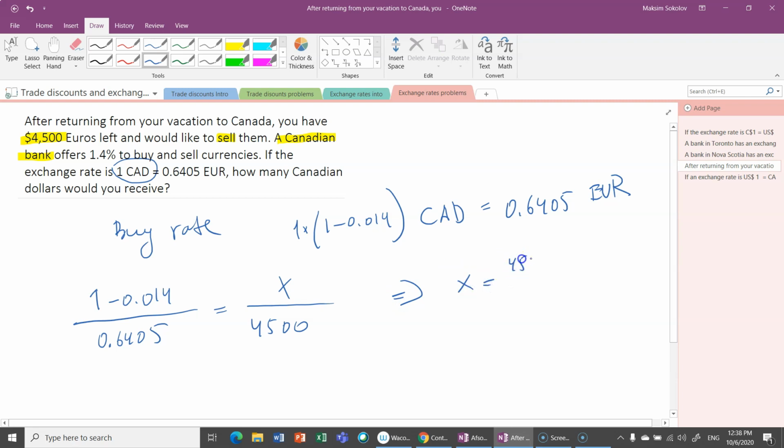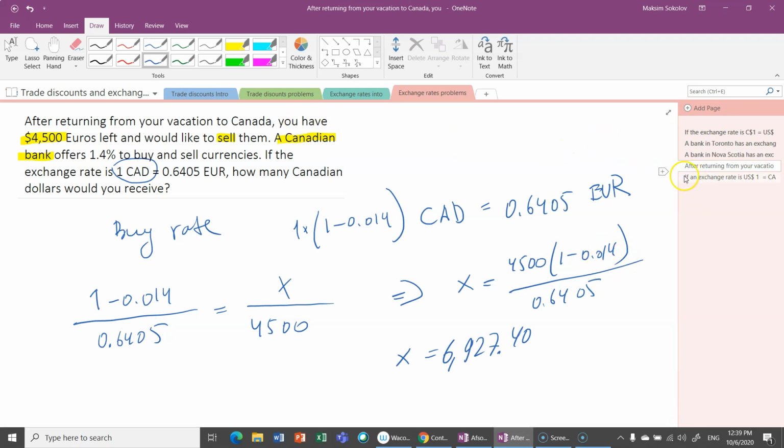X is going to be 4,500 times (1 minus 0.014) divided by 0.6405. So let's solve it. 6,927.40. So for 4,500 euros, you would be getting 6,927.40 in the Canadian bank.